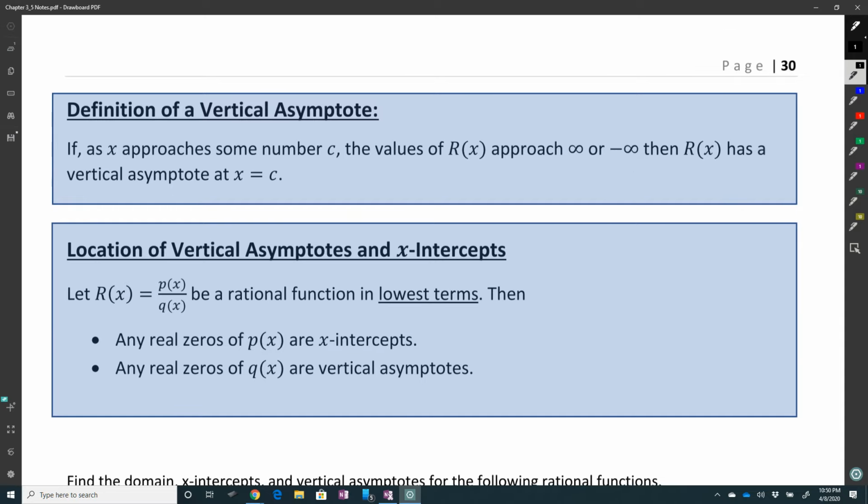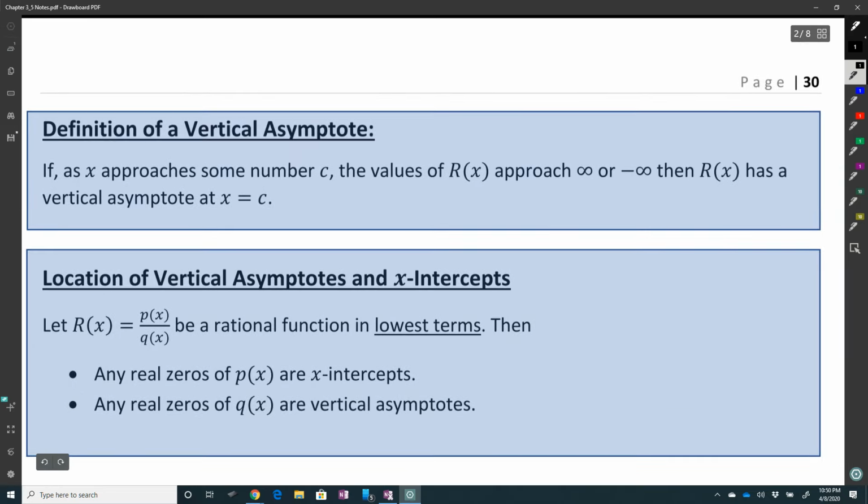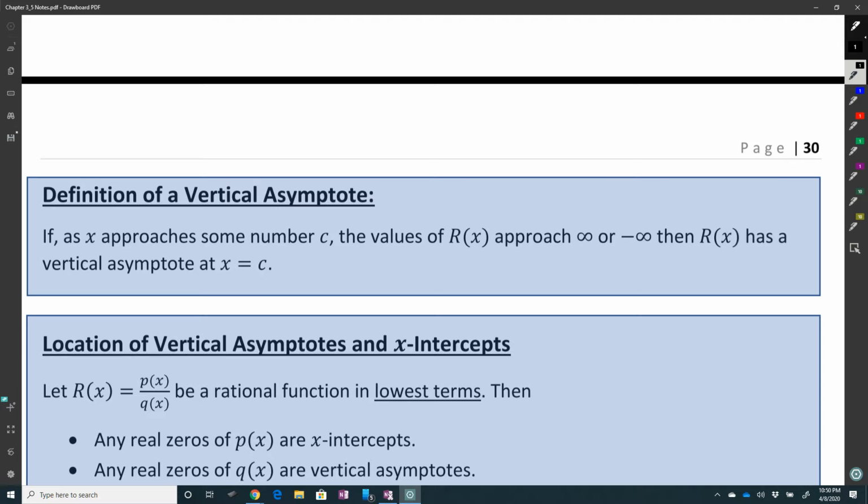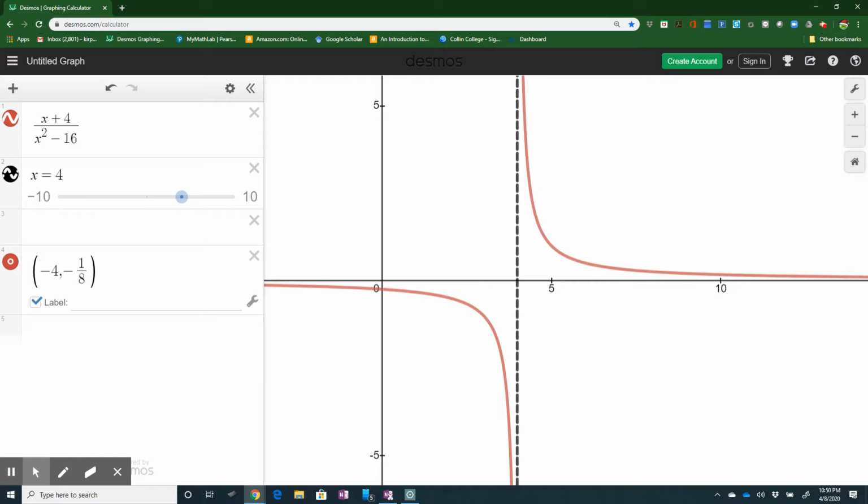A vertical asymptote is basically a vertical line that the graph can't cross. So here's an example of a vertical asymptote. The graph does everything it can to avoid it. Right? So that vertical asymptote means it's what happens when you divide by 0. What could happen, not really what happens. Remember, there's holes too.